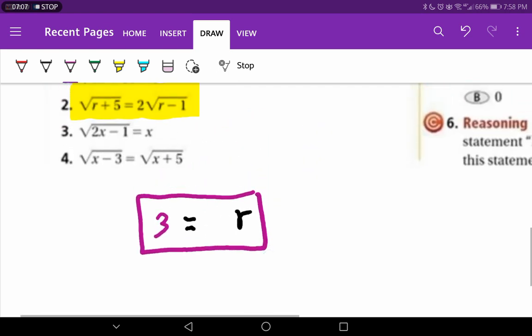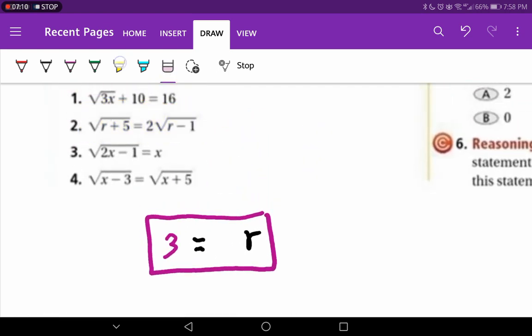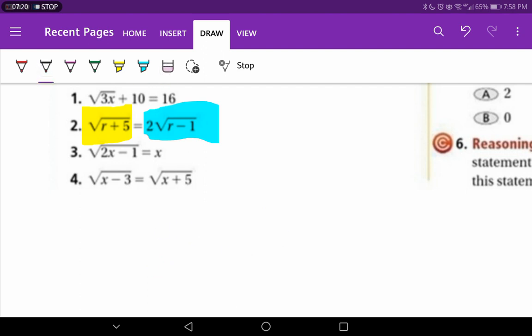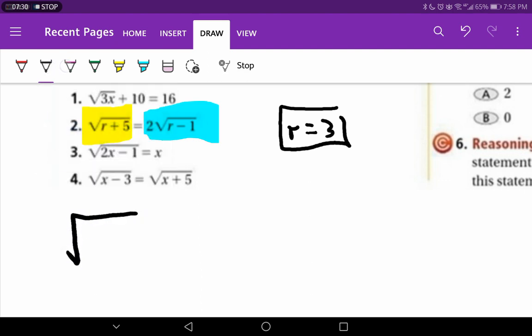So R equals 3 is the value that makes the left side equal the right side. You don't believe me, yes? Good. Don't believe. You are free. But let me show you. So R equals 3, I said, is the solution. If you replace the R by the 3, you will make the left side equal the right side. If you don't believe me, try.